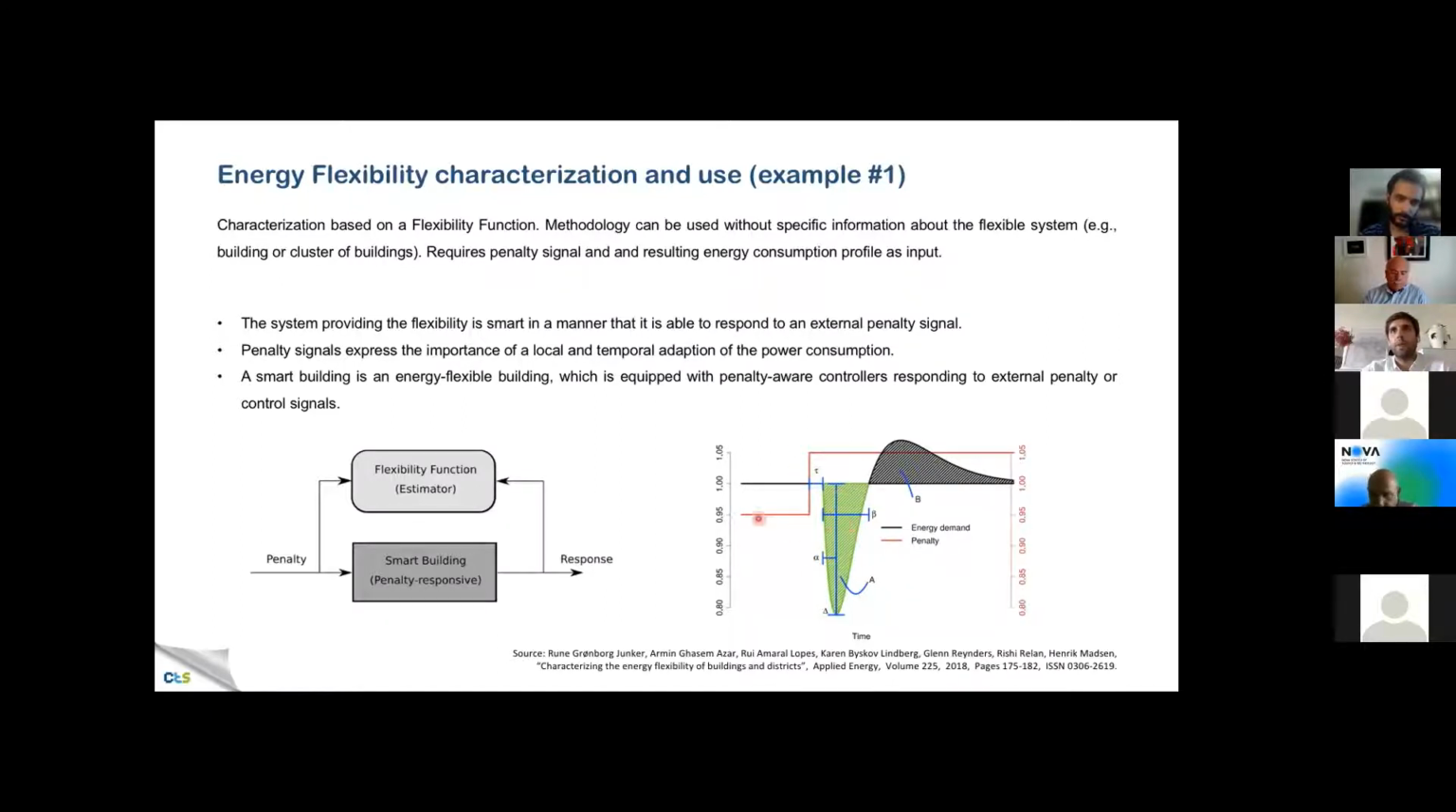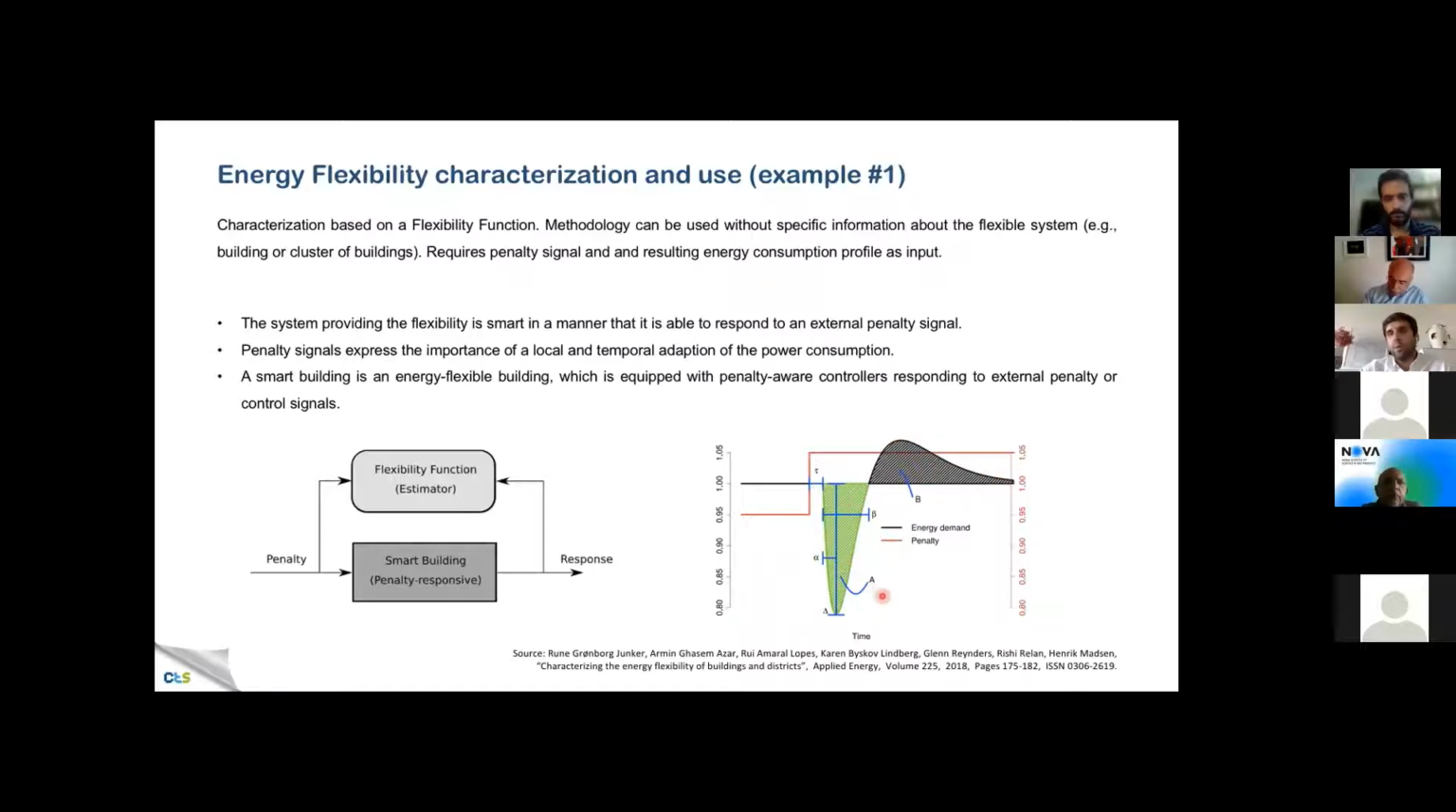Here you can see an increase. You can think about this penalty as a price, an increasing price. When this increase is registered, the smart building reacts, decreases energy consumption until a moment that it cannot sustain this reduction anymore and starts to increase energy consumption again with a specific rebound.